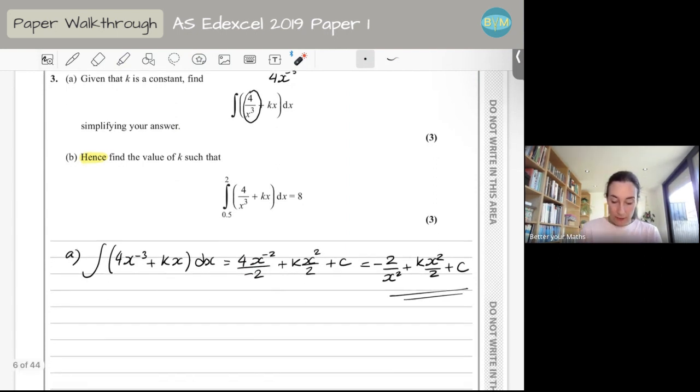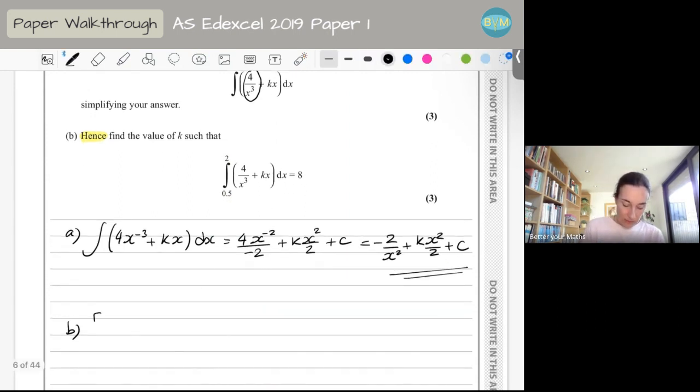We have to find the value of k such that the definite integral between these two values gives me 8. Try to think what we are doing. We're taking the integral between 0.5 and 2, and we already found the expression, so we are going to substitute the 0.5 and the 2. So I have minus 2 divided by x squared plus k x squared divided by 2, and I'm going to substitute the 0.5 and the 2.